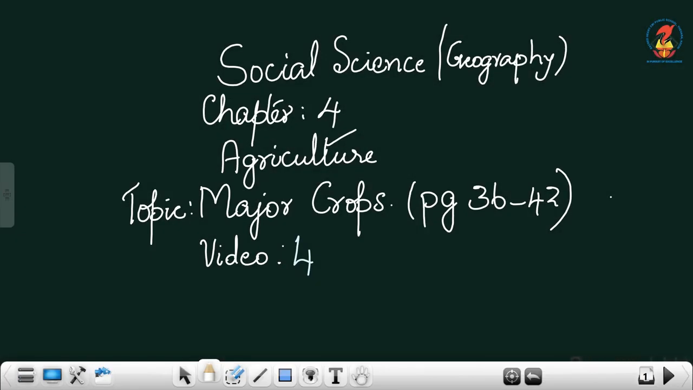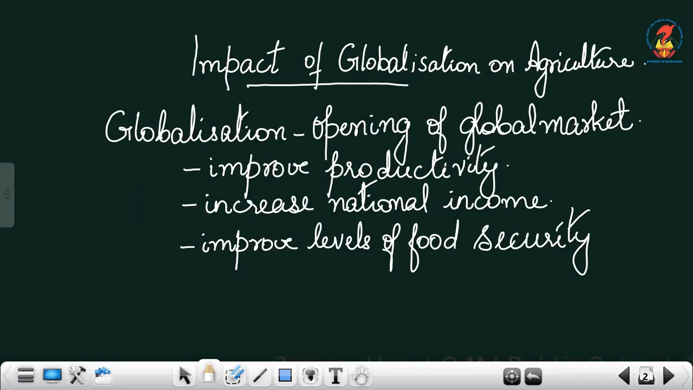We will move on to our next topic in the lesson, major crops. This you can see from page 36 to 42.